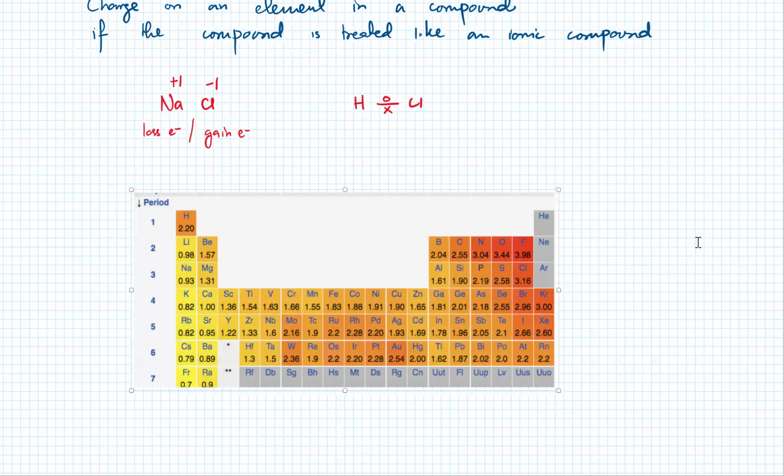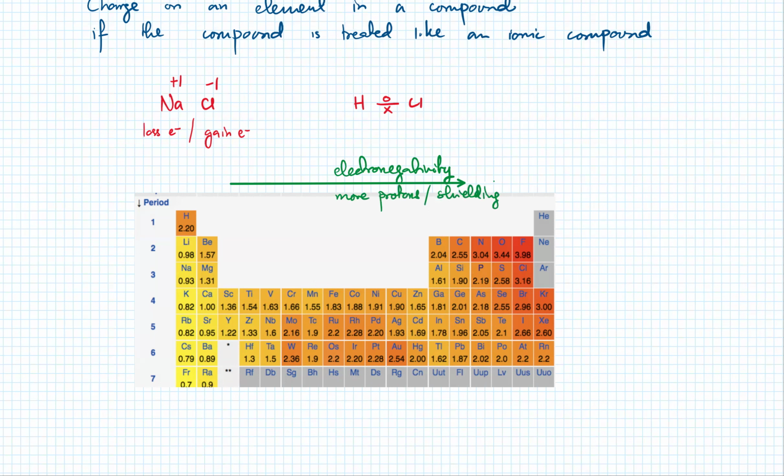Now the idea is, I'm sure you already know this, that electronegativity values increase when you move to the right. The tendency for an atom to gain electrons increases when you move to the right. Why does it increase? Because you've got more protons. The atom has more protons and the same number of shells. So shielding is constant. The other factors are not really in play.